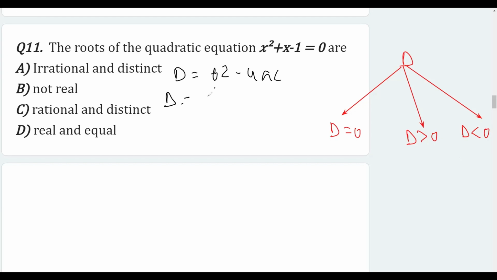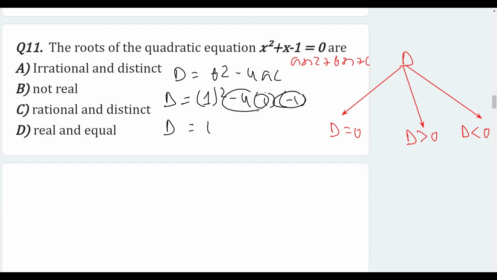In the standard form, the equation is written as AX square plus BX plus C. So you can compare the coefficients, and we can say B is 1. So it's 1 square minus 4 times A, which is 1 again, and C, which is minus 1. So we get D as 1, and minus 4 into minus 1 is plus 4. So D is 5. So as of now, we can say that it has real and distinct roots, but that is not an option.